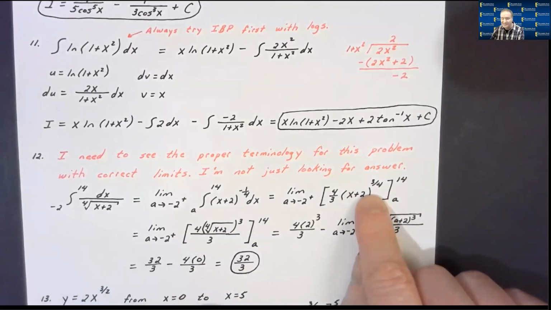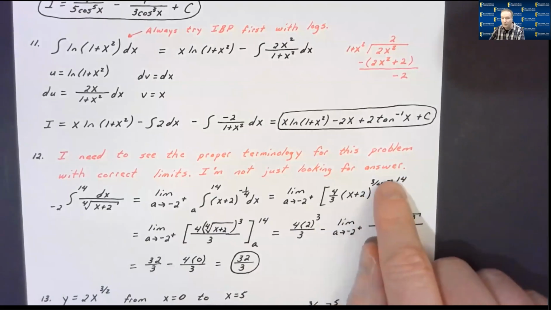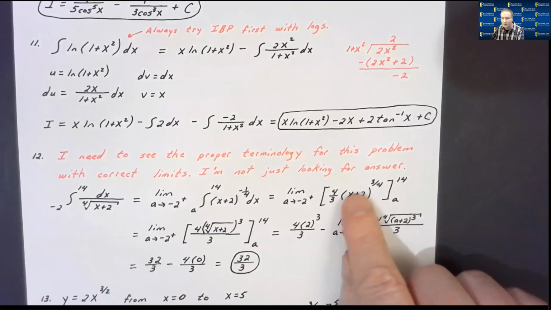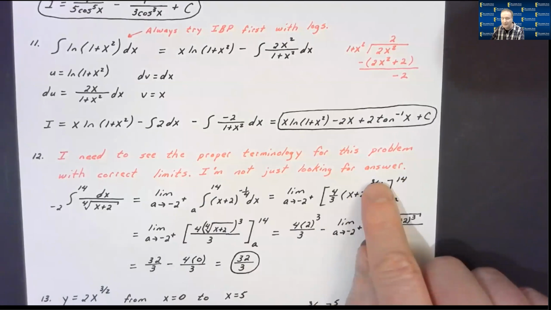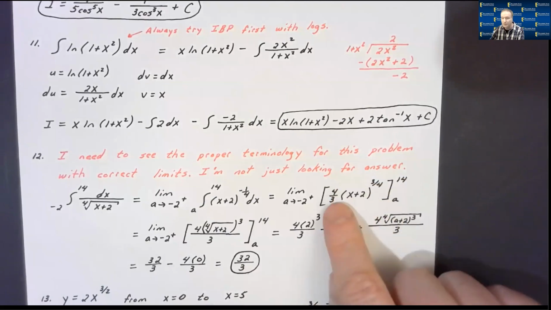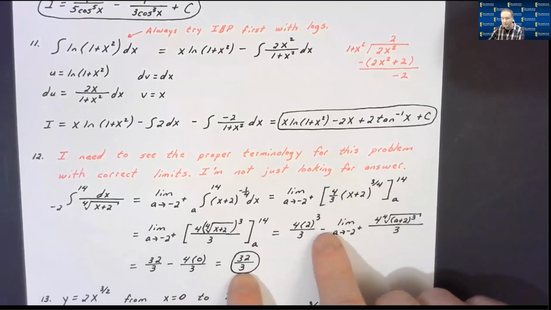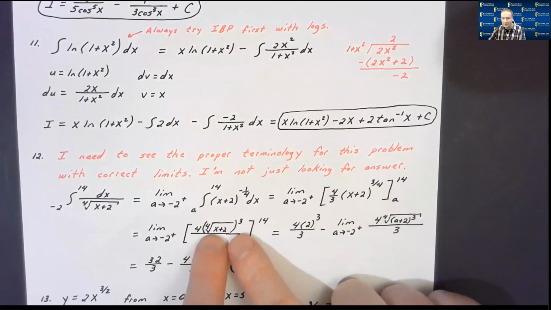That's going to be 16. The fourth root of 16 is 2, and then 2 cubed is going to be 8. We're going to have 8 times 4/3. That's going to give me my 32/3. Now, that's what I did here.